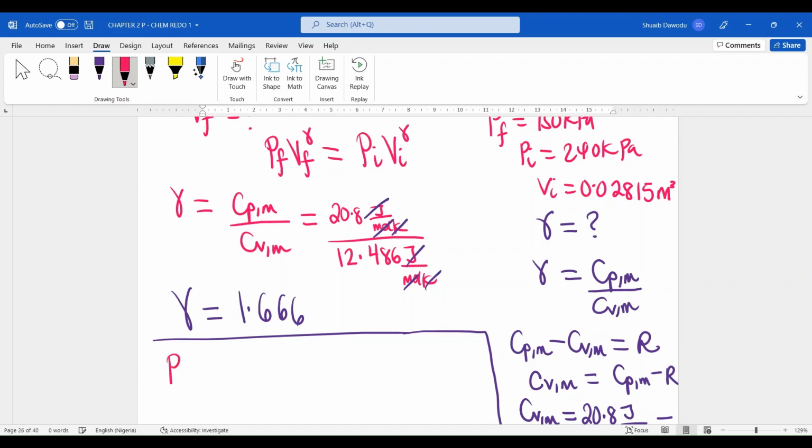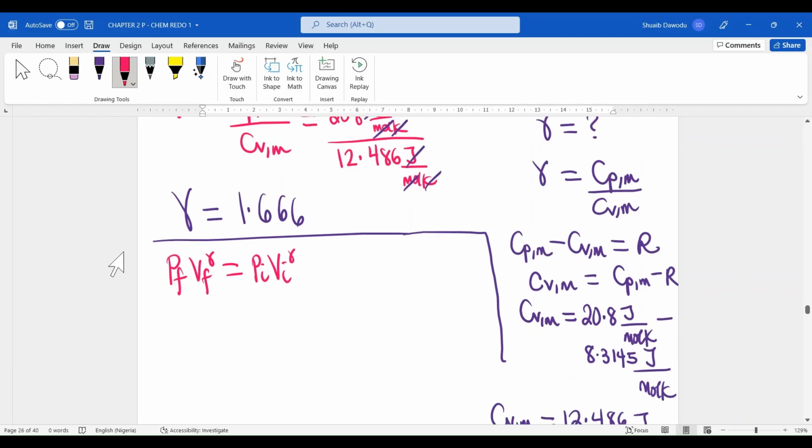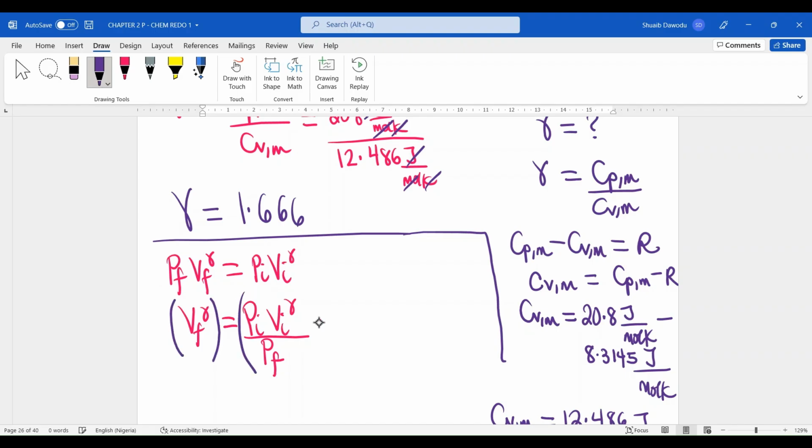Anyways, so you have P final, V final, gamma is equal to P initial, V initial, gamma. So V final, gamma, if we make that the subject of formula, is P initial, V initial, gamma divided by P final. And then, of course, you're going to be wondering, maybe we can make this easier. So we can just simply raise both the left side and the right side of the equation to the power of 1 over gamma.